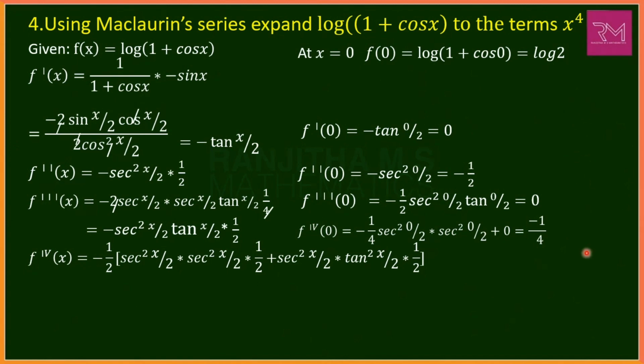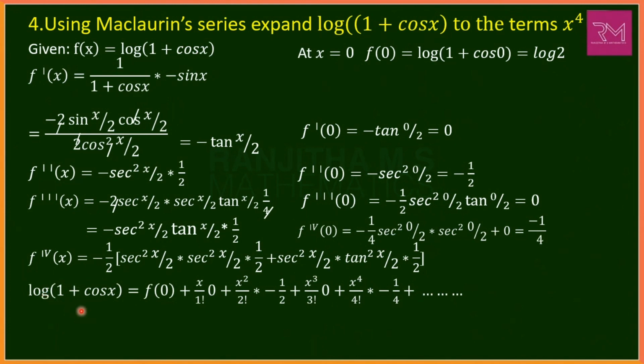After obtaining all these values, we have to substitute them in the Maclaurin series expansion for log of 1 plus cos x. f of x is log of 1 plus cos x, which is equal to f of 0 plus x by 1 factorial into f dash of 0, which is 0, plus x square by 2 factorial into f double dash of 0, which is minus 1 by 2, plus x cube by 3 factorial into f triple dash of 0, which is 0, plus x power 4 by 4 factorial into the fourth derivative at x equal to 0, which is minus 1 by 4, plus and so on.